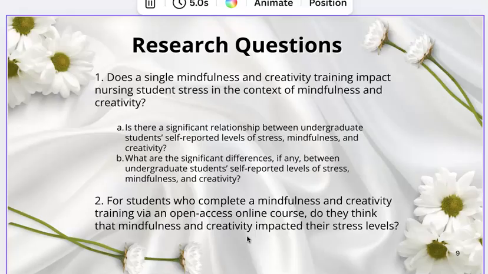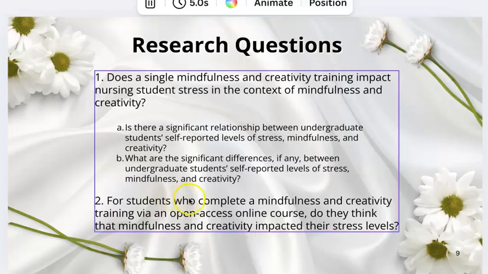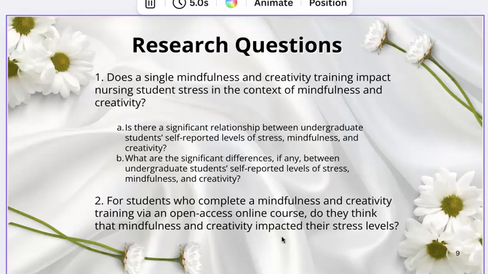Now, if you just wanted to know, for students who completed a mindfulness and creativity training via the course, did it impact their stress levels? If you only want to answer one question, then you would do just only a qualitative study. So as you think about your question for your mini research project that we're going to do, and what you want to answer, you want to make sure that you are using the right type of methodology.